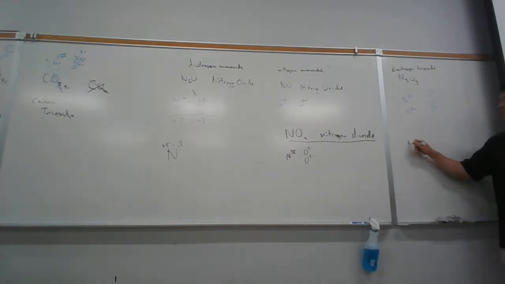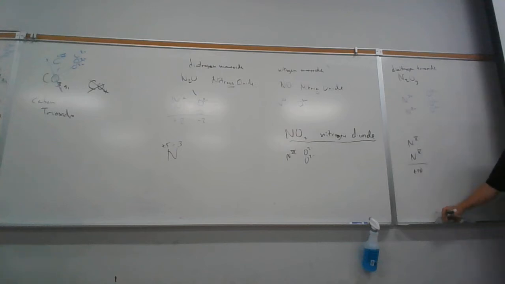So I can't have one. So if I had nitrogen in the +5, I'll use Roman numeral 5. I'd need at least 2 of them. So if I had 2 of them in +5, that would give me +10. How many oxides would I need? 5. And then it would balance out, because compounds have to be electrically neutral. So we balance this out, and we'd expect N2O5 to exist.